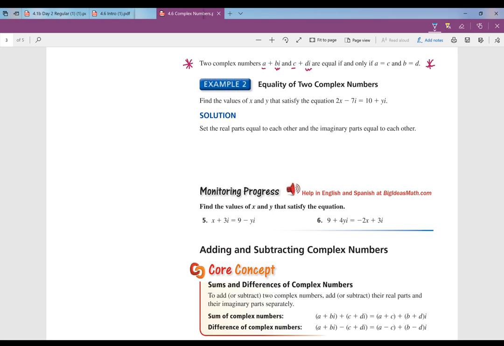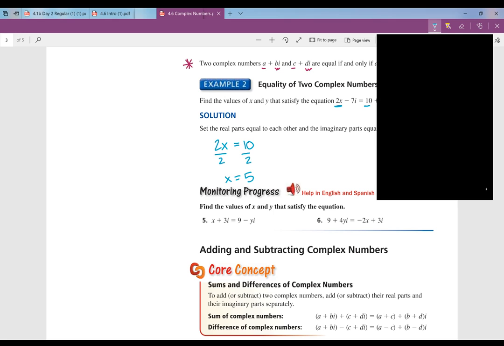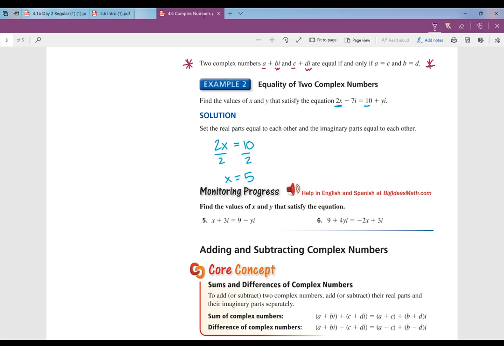So what we're going to do is set the real parts equal to each other and the imaginary parts equal to each other, because we know that we need a and c to be equal. So our real parts, we have 2x and 10. So we're going to say 2x has to equal 10. And then we need to solve for x. So to get x by itself, we're just going to divide by 2. We get x equals 5. And so that's our x value.